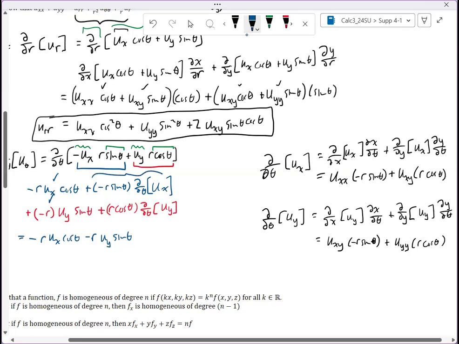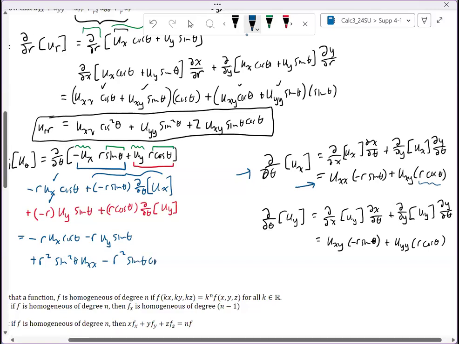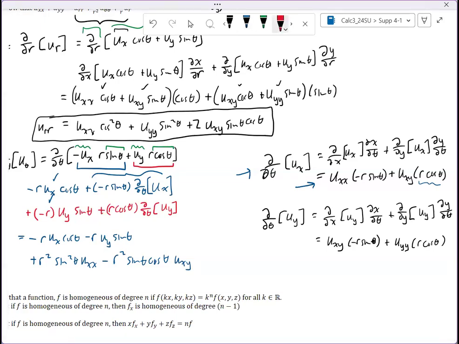Now let's look at this term. I have a minus r sine theta times all of that. So this gives me a minus r sine theta times minus r sine theta is plus r squared sine squared theta u_xx. And then minus r sine theta times r cos theta is minus r squared sine theta cos theta u_xy. And that takes care of this blue term.